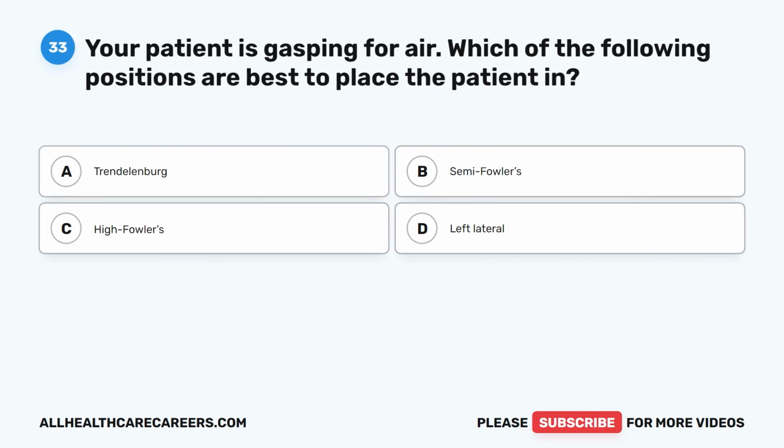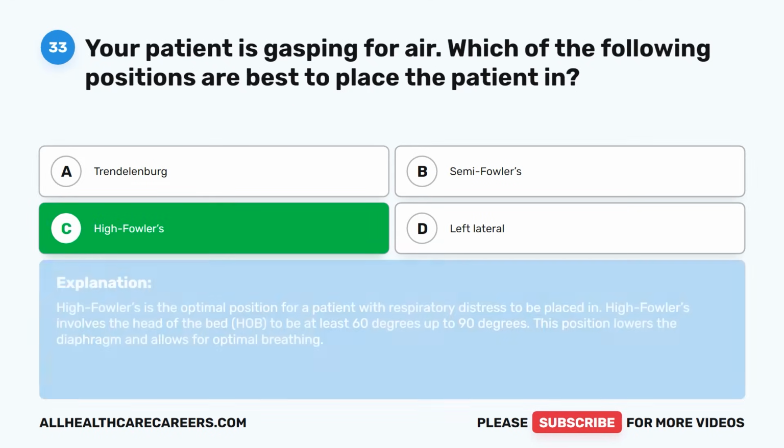Question 33. Your patient is gasping for air. Which of the following positions are best to place the patient in? A. Trendelenburg. B. Semi-Fowler's. C. High Fowler's. D. Left lateral. The correct answer is C.